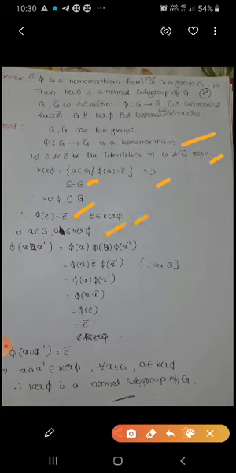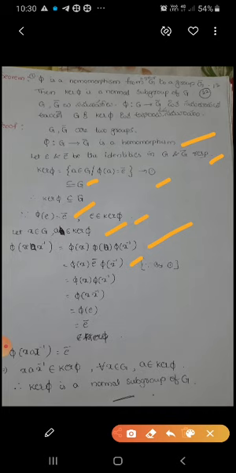Let x belong to G, A belong to ker φ. Next, consider φ of xAx inverse. Since φ is a homomorphism, by the definition of homomorphism we can write φ of x into φ of A into φ of x inverse. By the definition of ker φ, φ of A is Ē. So φ of x into Ē into φ of x inverse, that equals φ of x into φ of x inverse.